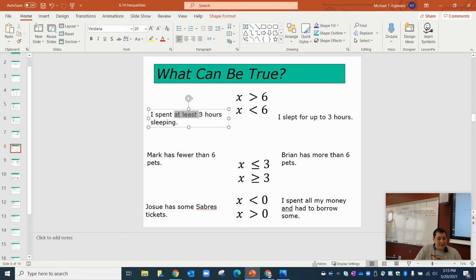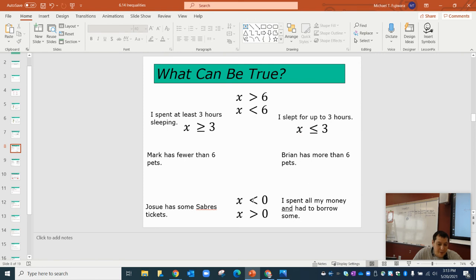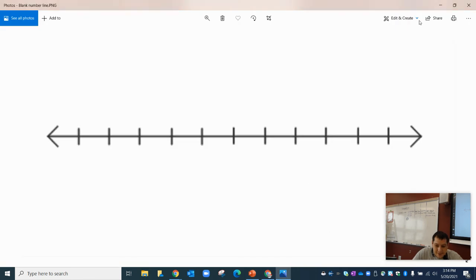More than including 3, because it's at least 3 hours, you would need this one, that x, which represents the amount of time sleeping, is greater than or equal to 3. At least 3, the amount of time sleeping is more than or equal to 3. Then the other situation, I slept for up to 3 hours. The amount of time you spent sleeping is less than or equal to 3.